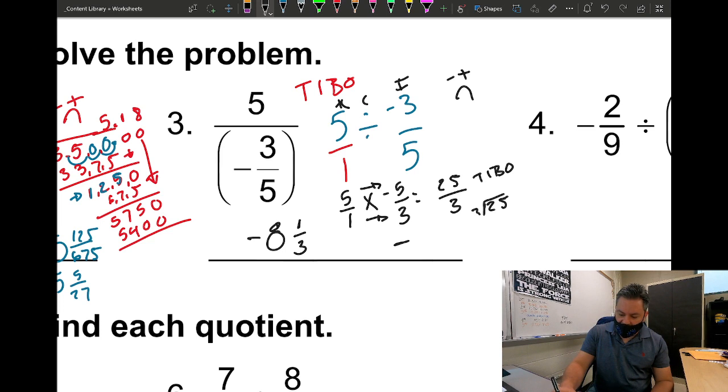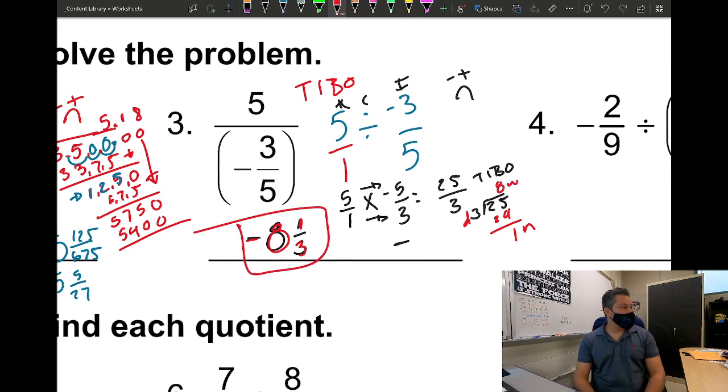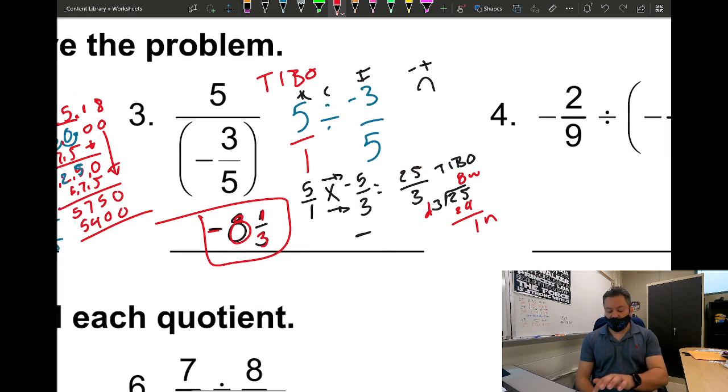25 divided by 3. Right? 3 goes into 25, 8 times. 3 times 8 is 24. You subtract, you get 1. Whole number, right there. Numerator, right there. Denominator, right there. And we already knew the answer was negative. That's my final answer. Any questions so far? Looking good so far?